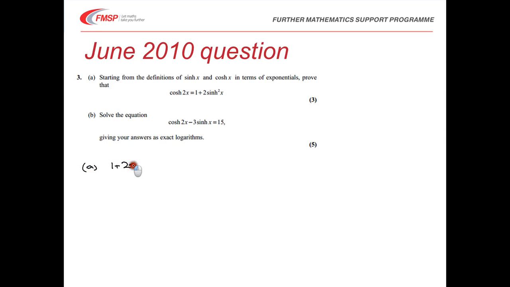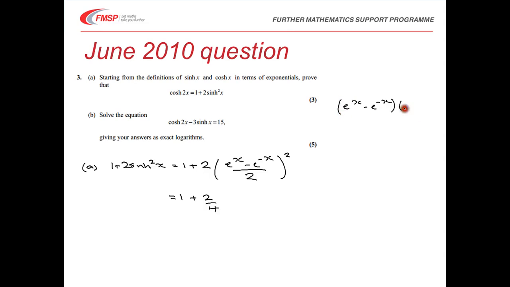I'm going to look at 1 plus 2 sinh squared of x, and I'm going to substitute for sinh x its exponential definition. So we've got 2 times e to the x minus e to the minus x over 2, and we're going to square that. So the bracket there is the definition of sinh x. So we've got 1 plus, and then we'll have 2 over 4 if we square that 2. Now if we square e to the x minus e to the minus x, I'll do this as a bit of rough work over here.